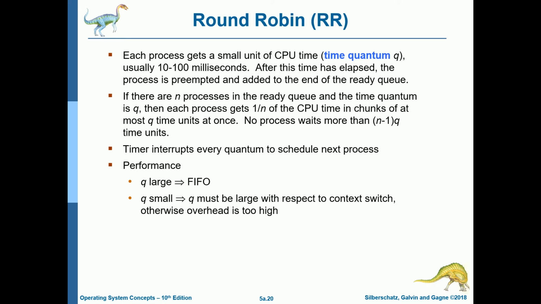The ready queue is treated as a circular queue. The CPU scheduler goes around the ready queue, allocating the CPU to each process for that time interval, in other words, for that time quantum. The performance of the round-robin algorithm depends heavily on the size of that time quantum. At one extreme, if the time quantum is extremely large, the round-robin policy is the same as first-come, first-serve. In contrast, if the time quantum is extremely small, then the round-robin approach can result in a large number of context switches, and as we know, this is just pure overhead.